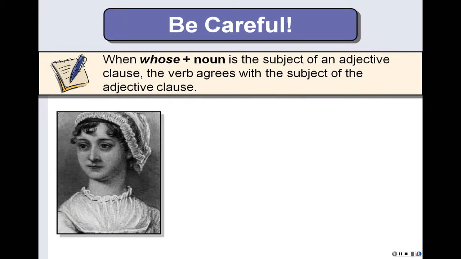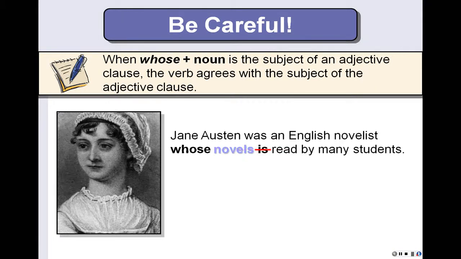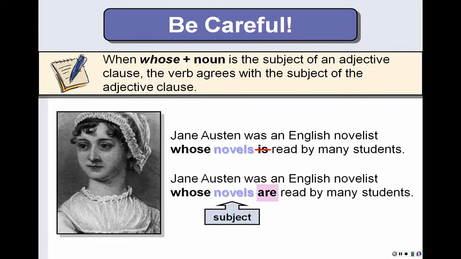Be careful. When whose plus a noun is the subject of an adjective clause, the verb agrees with the subject of the adjective clause. Jane Austen was an English novelist whose novels are read by many students, because novels is the subject, it's the noun. Whose is a possessive pronoun.